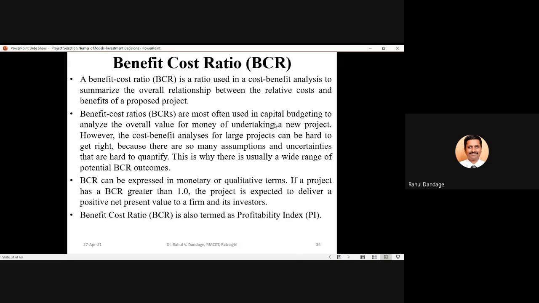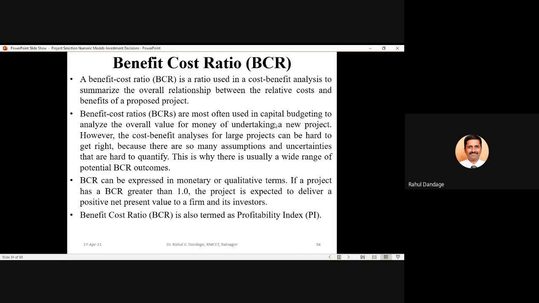So benefit cost ratio is a ratio used in cost benefit analysis to summarize the overall relationship between relative costs and benefits of a proposed project. Benefit cost ratio is most often used in capital budgeting to analyze the overall value for money of undertaking a new project. However, the cost benefit analysis for large projects can be hard to get right because there are so many assumptions and uncertainties that are hard to quantify. This is why there is usually a wide range of potential BCR outcomes. This benefit cost ratio can be expressed in monetary or qualitative terms.